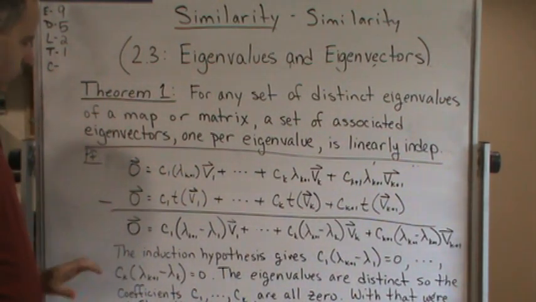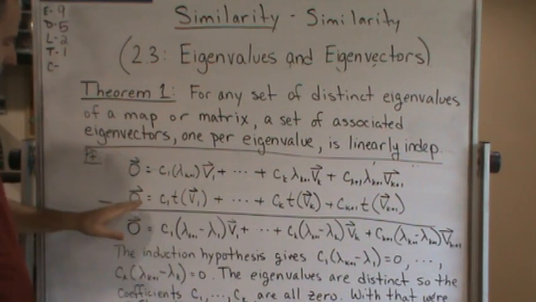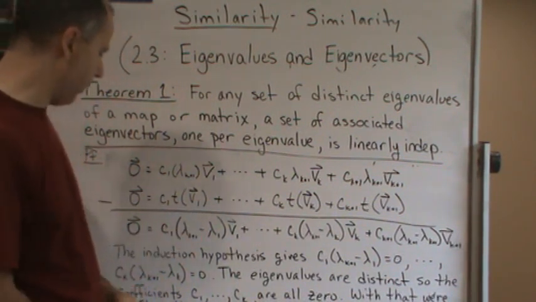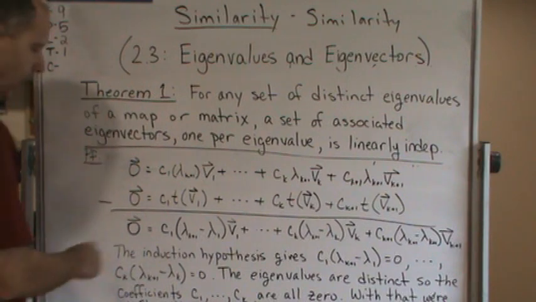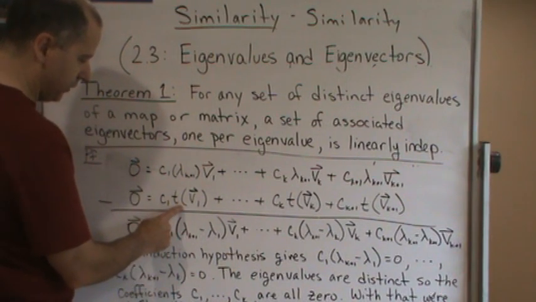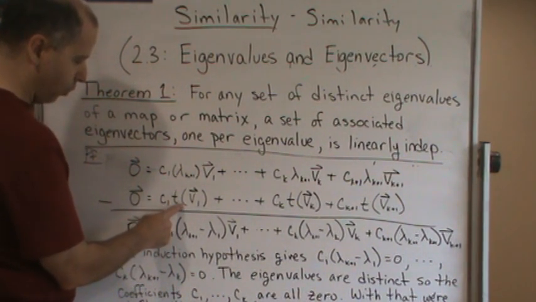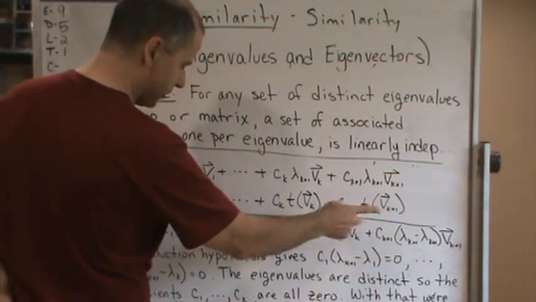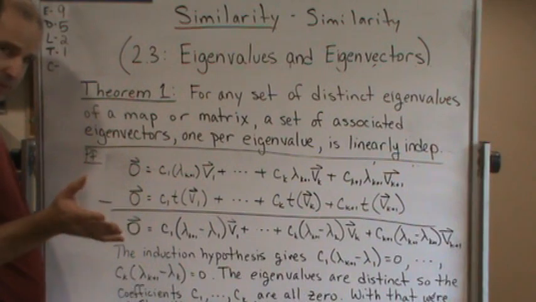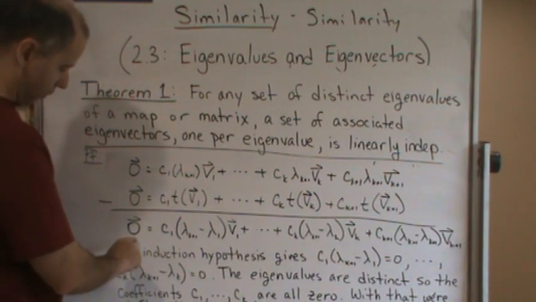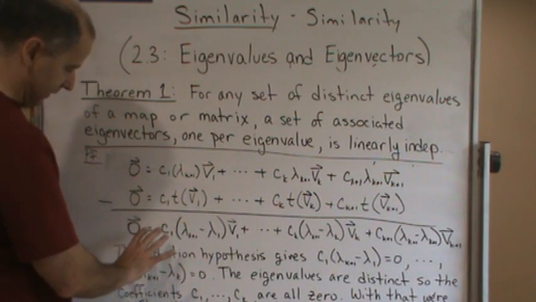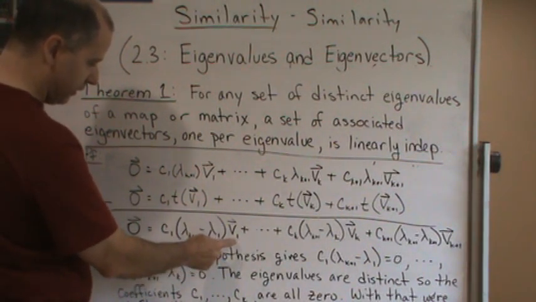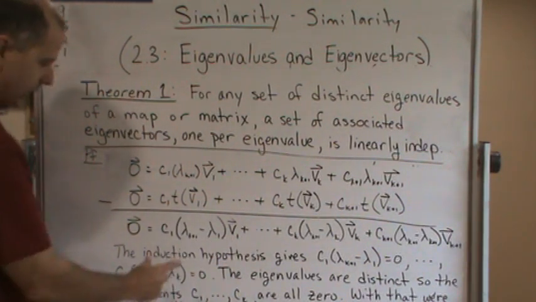So we got these two equations, and now what we're going to do is subtract the second one from the first one, and we get this, right? Now again, apply the mapping to each one. So this is going to be what? Lambda 1 v1. This is going to be lambda k, vk, and so on. I skipped a step there. But when you subtract and you factor out the vectors, you get this, right?